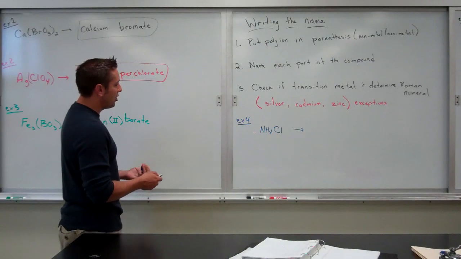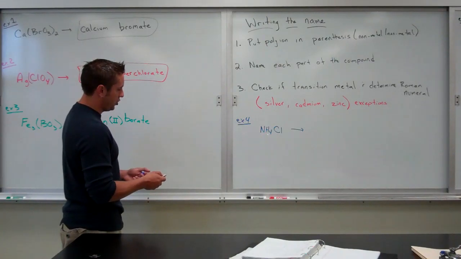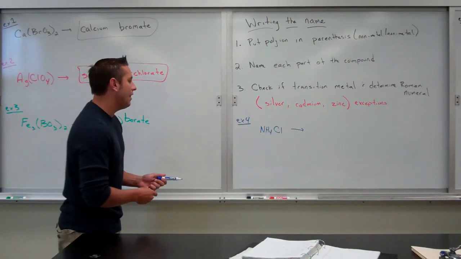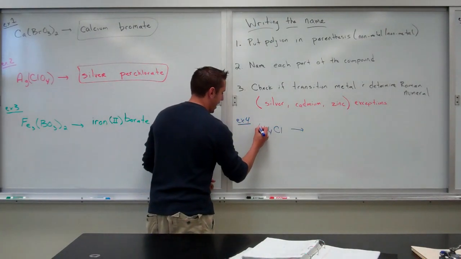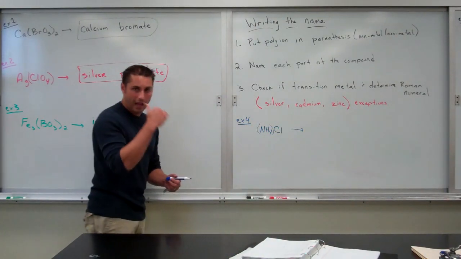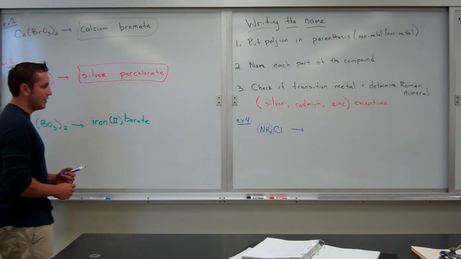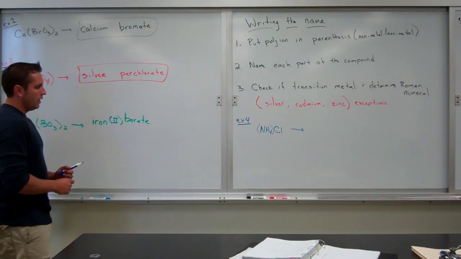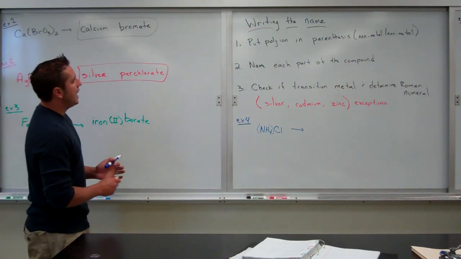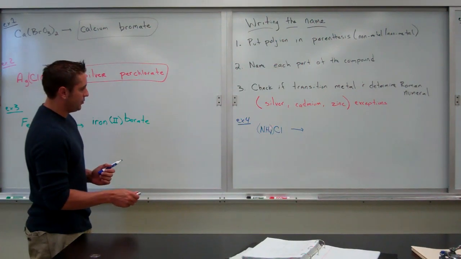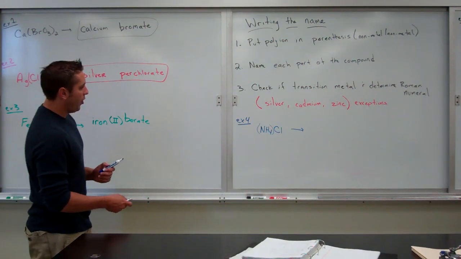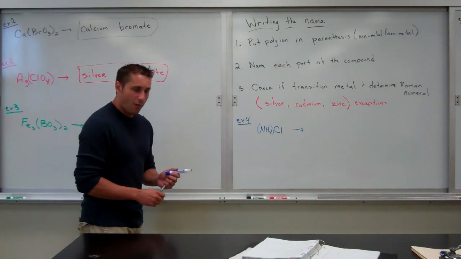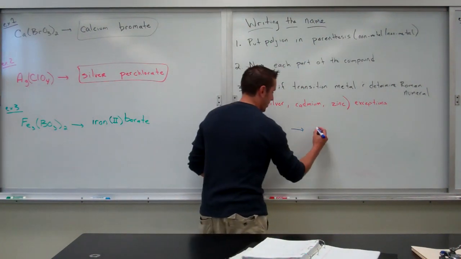If we take a look, our polyion is either going to be NH4 or H4Cl, and hopefully we'll recognize that NH4 is our polyion, the nonmetal plus hydrogen. Then we'll follow our steps. Put the polyion in parentheses, which we have. Name each part of the compound. NH4 is called ammonium.